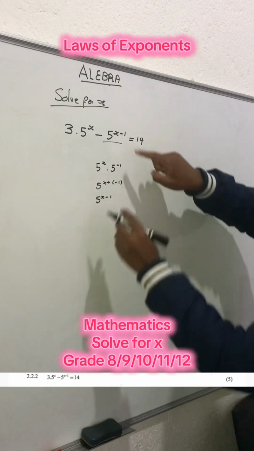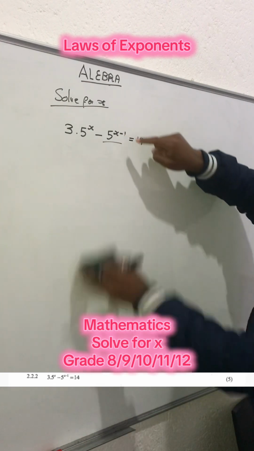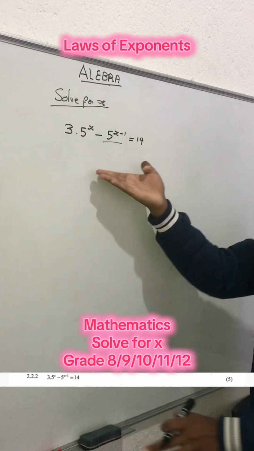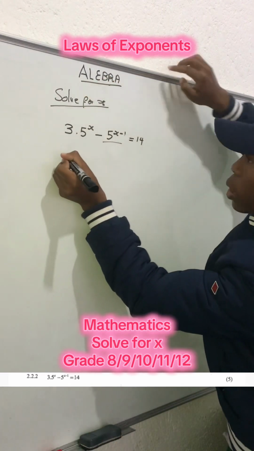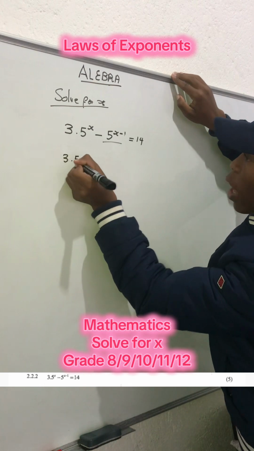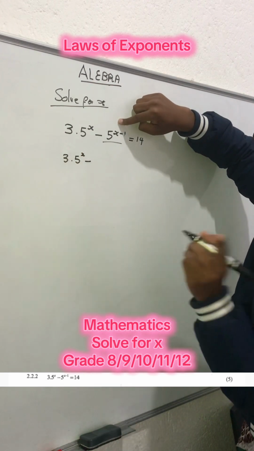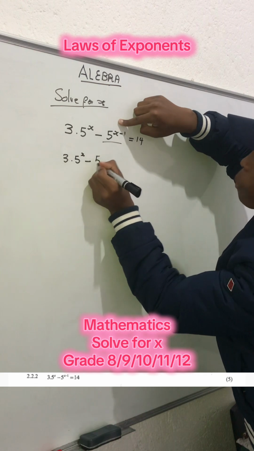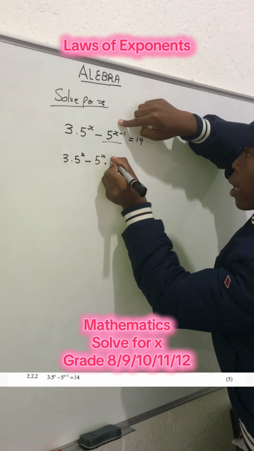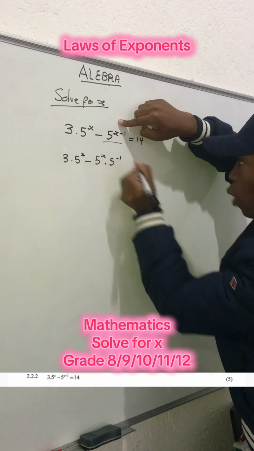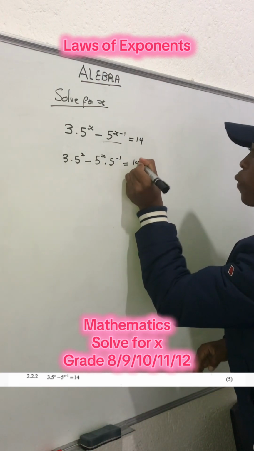So I understood that I can take this back to this one, which means instead of writing this in this form, I'm going to write it in that form that I wrote there. But let me just bring this one down. 5 to the power x, then minus. I'm applying what I've just told you. I know that it comes from 5 to the power x multiplied by 5 to the power negative 1. Now once you are done here, you say it is equal to 14.